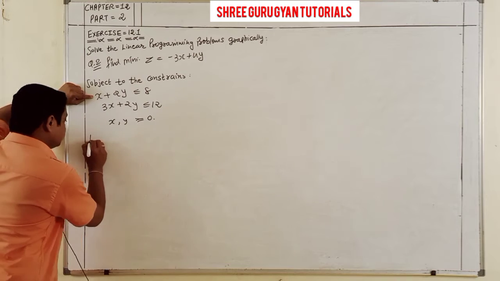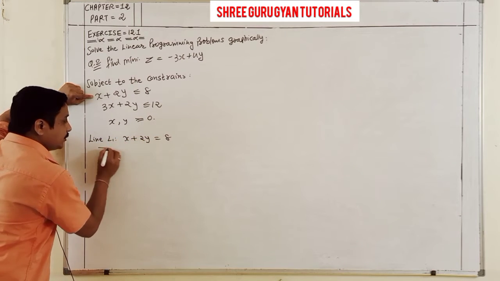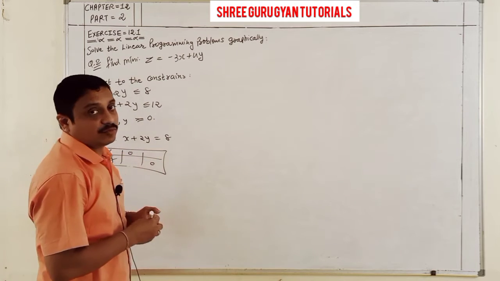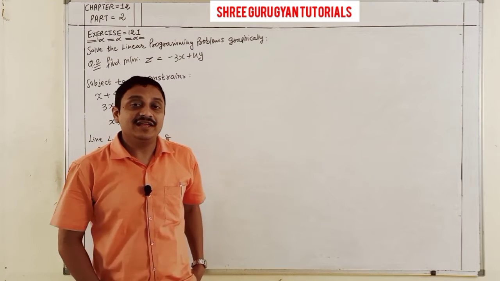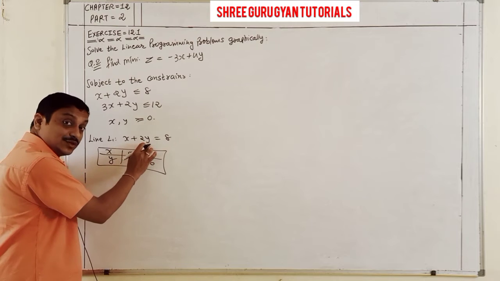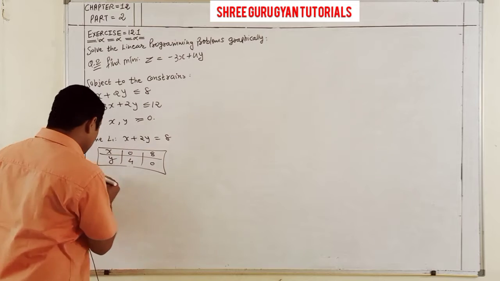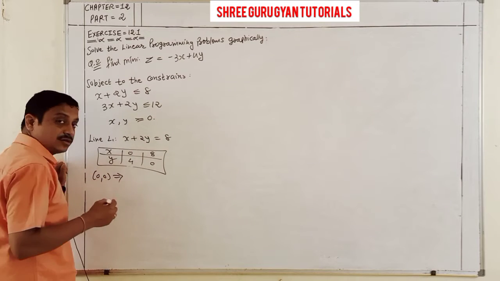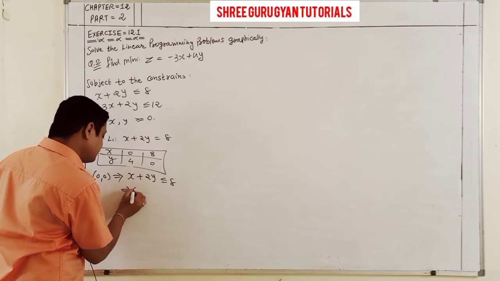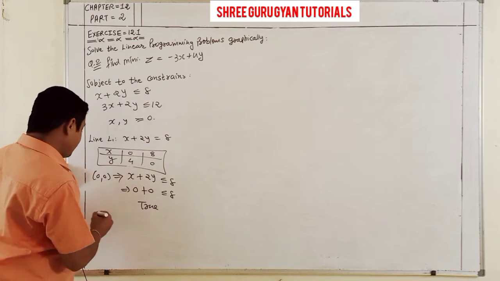So this line L1, x + 2y = 8. Go to a simple table and alternately put x and y as 0. Here x = 0, then y is 4, but y = 0, then x is 8. Checking with (0, 0): x + 2y less than 8 is true. And secondly, the same for line L2.